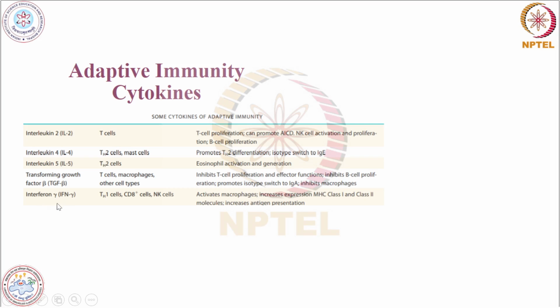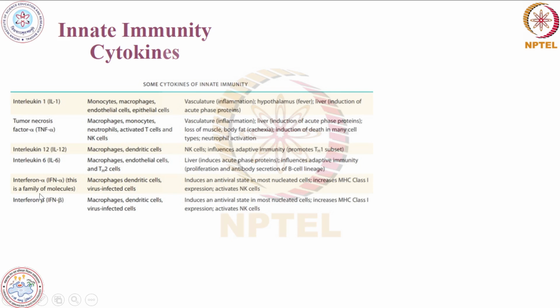See, you can see here in this table the interferon gamma. It activates the macrophages and increases the expression of MHC class 1 and class 2 molecules, and it increases the antigen presentation. So it was the function of interferon gamma. And I think one interleukin was also there.